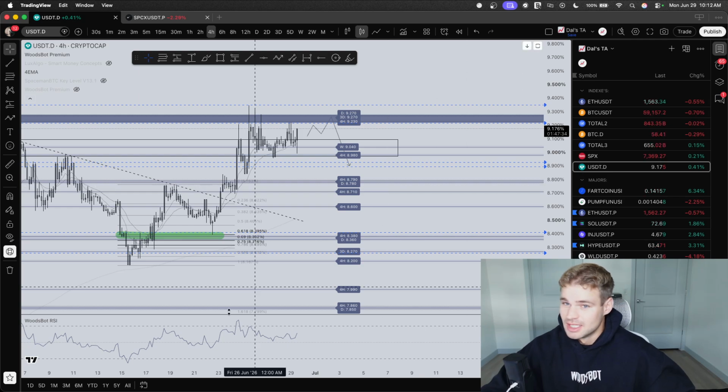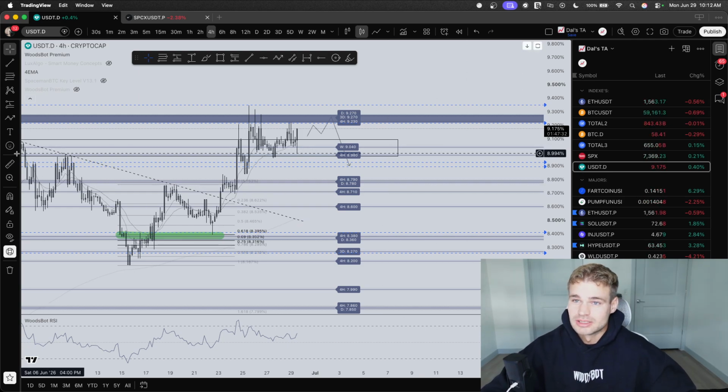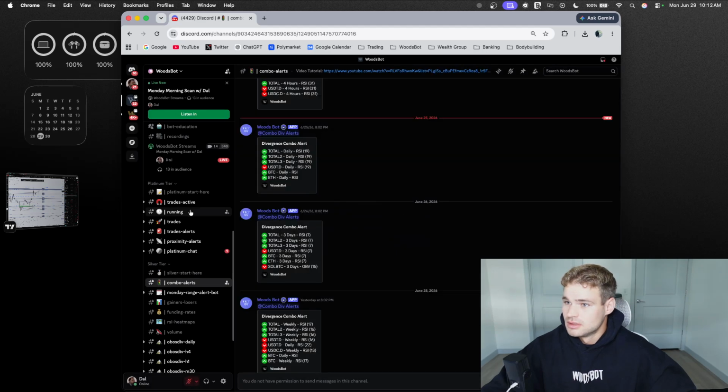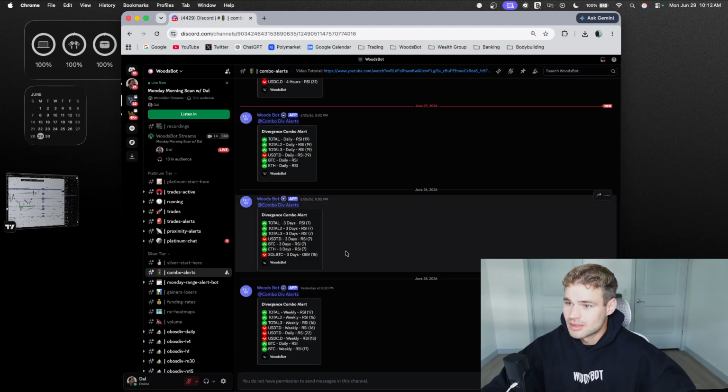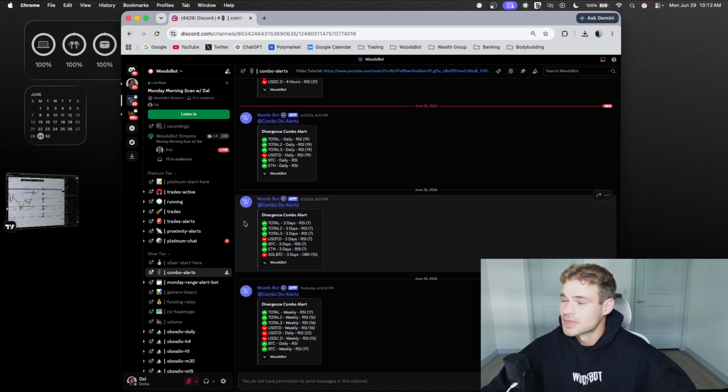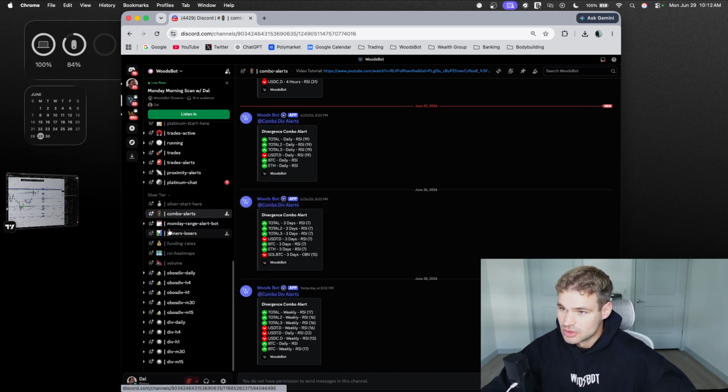All right. The other thing I want to point out, guys, is this. I have it on this page, basically all of the tools. As soon as I look at the USDT.D chart myself, I go right into the combo alerts. What the combo alerts tell me is basically that it confirms my bias, if my bias is correct.